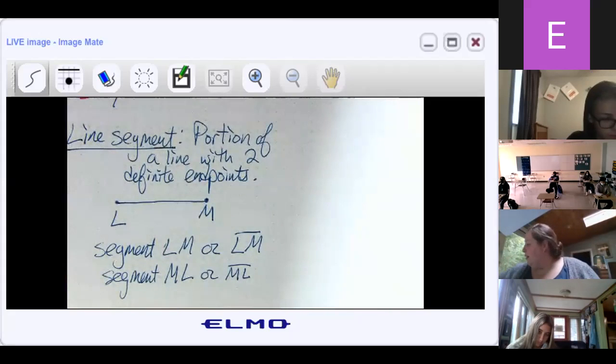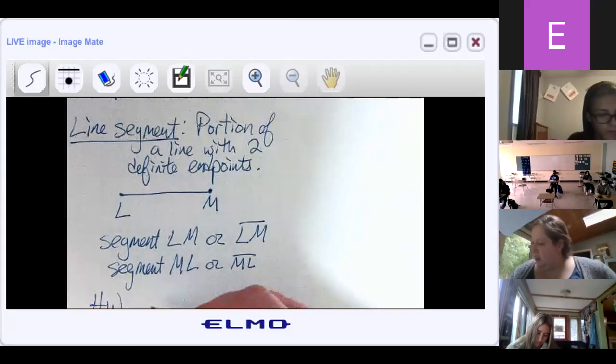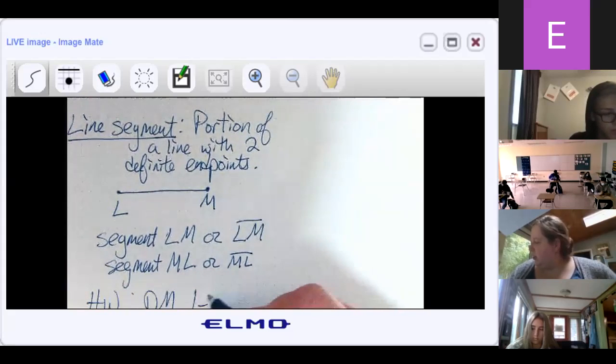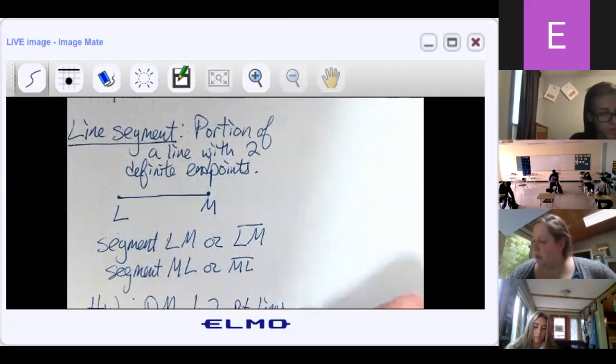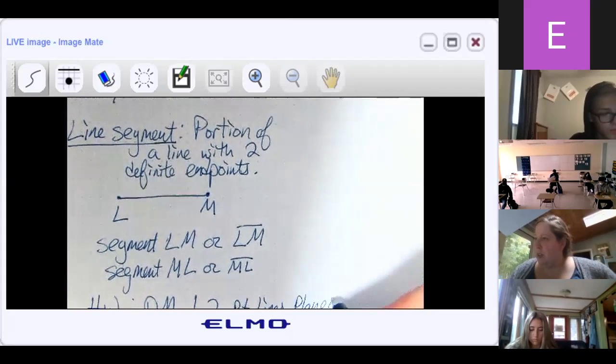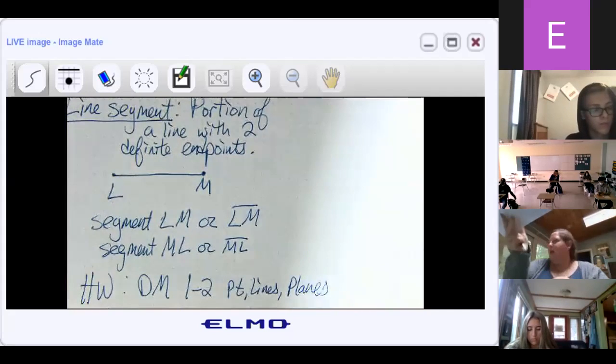You do have a homework for the weekend, but it looks like we have a chunk of time. You might be able to get it finished here. So I'm just going to write, just so it's part of the notes. Homework is going to be on Delta Math 1-2 points, lines, and planes. Okay, so I'm going to go make that live for you right now. So you can go ahead and get started.